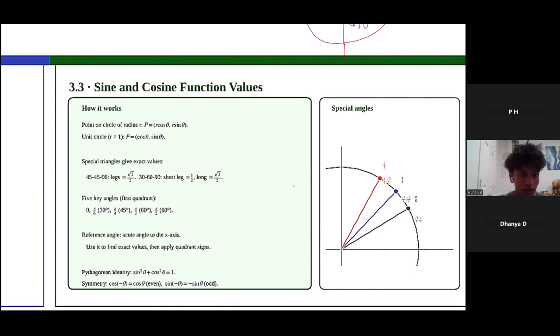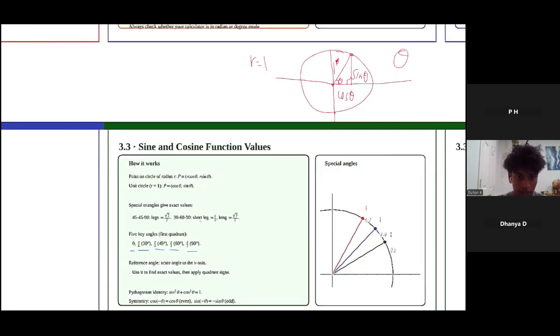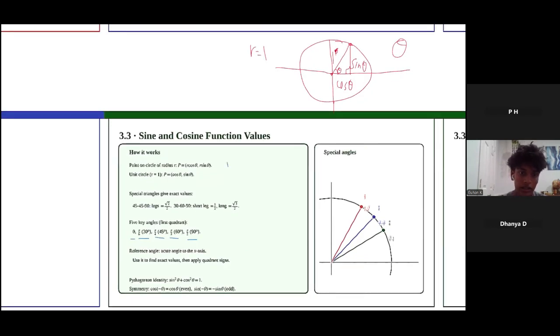So here are the five key angles in the first quadrant. 0, pi over 6, which is 30 degrees, or they have them written right here, right? 0, pi over 6, which is 30 degrees, pi over 4, which is 45 degrees, pi over 3, which is 60 degrees, pi over 2, which is 90 degrees. Now, the way we get these are 30, 60, 90. We get those through the 30, 60, 90 triangle.